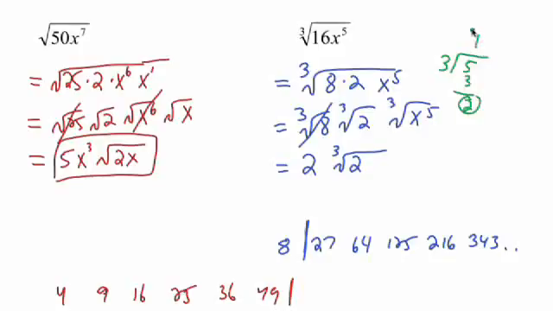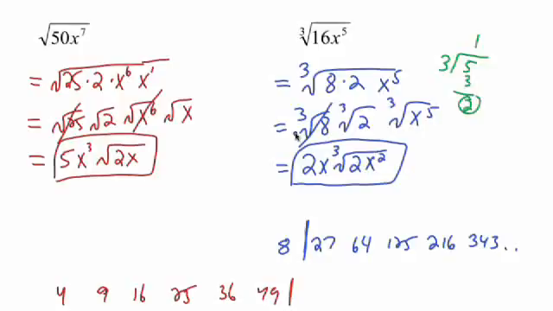This 1 gives you an x to the first power on the outside of the radical. This remainder gives you an x to the second power under the radical. So this number is the exponent that goes out here. This number is the exponent that goes under the radical. And this is the answer, 2x times the cube root of 2x squared.